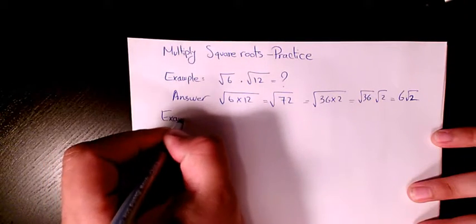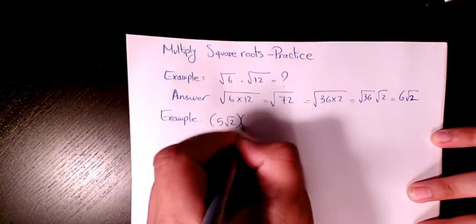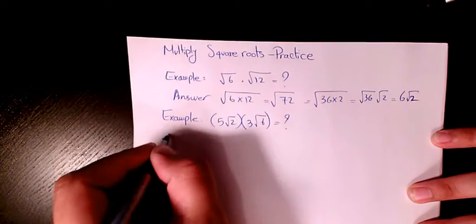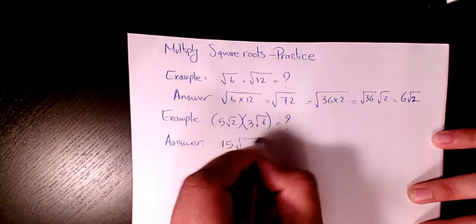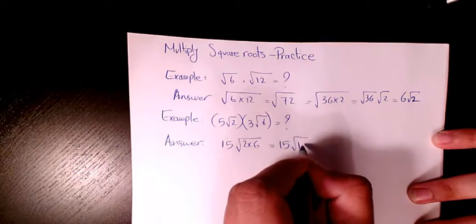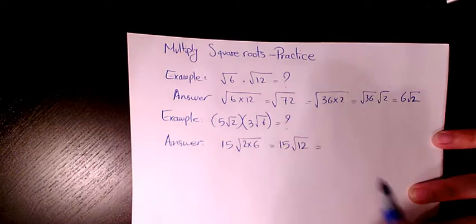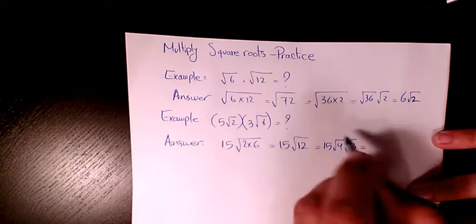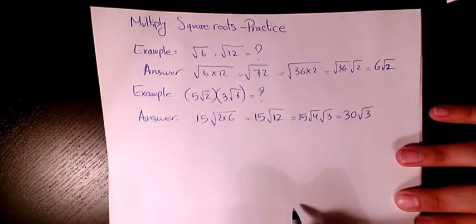Next example is 5 root 2 times 3 root 6. Answer is 5 times 3 is going to be 15. Root 2 times 6, so it's going to be 15 root 12. We need to find out the perfect square to be one of the factors of 12, which is 4. So we have 4 and 3. Square root of 4 is 2. So 15 times 2 is 30. So it's going to be 30 root 3.